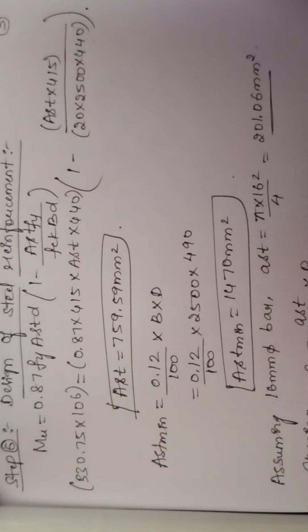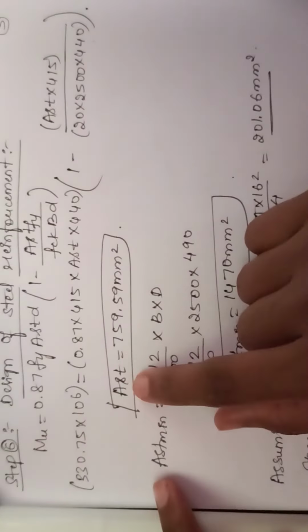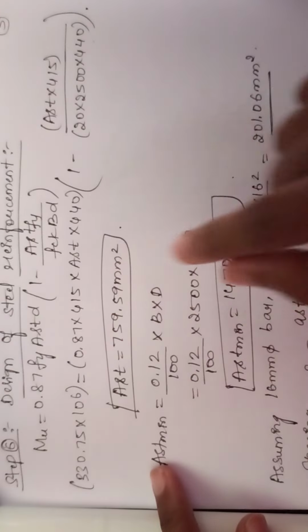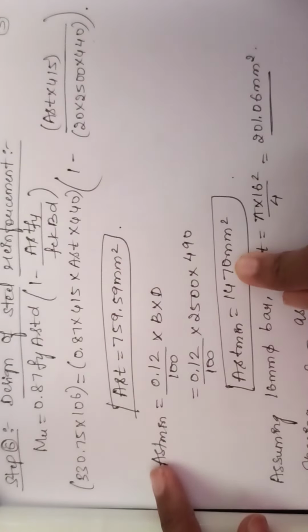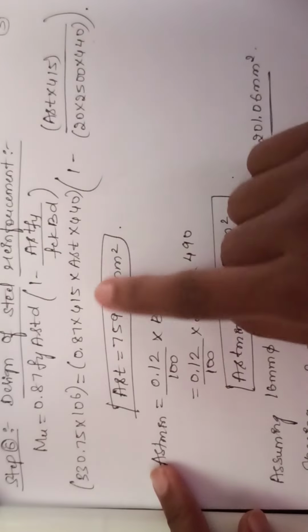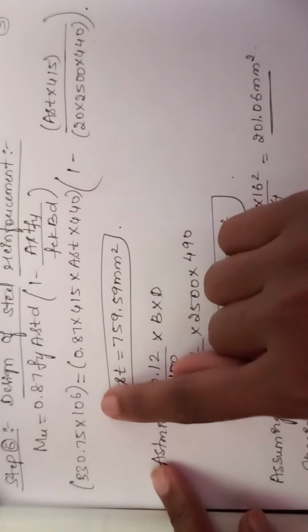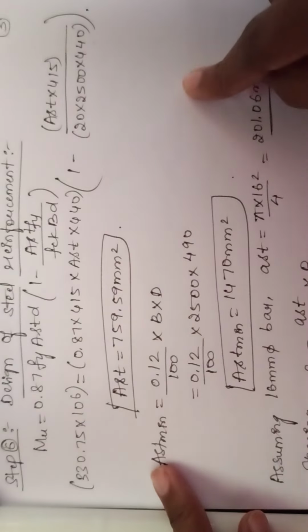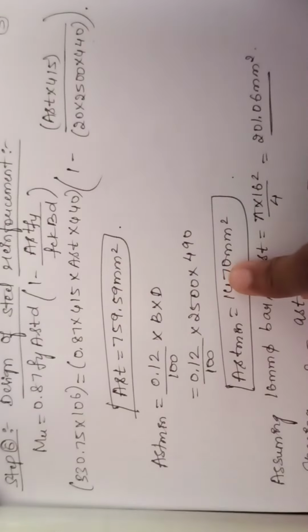That means for a footing size of 2.5 by 2.5 meter, this much amount of area of steel has to be provided. But what we are getting here is 759.59, which is much lesser than this. Hence you cannot provide this much area. For that reason, let us go with the minimum Ast itself. So this much amount of Ast has to be provided for a size of 2.5 by 2.5 footing.